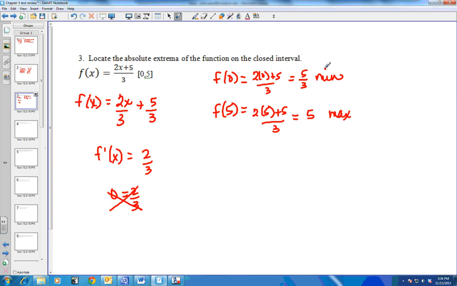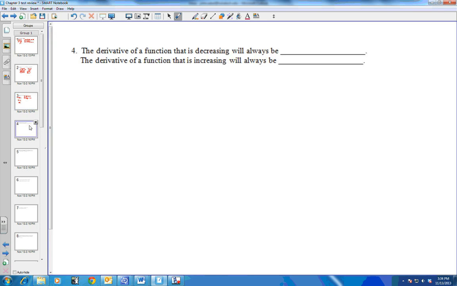Okay, number 4. The derivative of a function that is decreasing will always be blank. Well, we know that if a function is decreasing, the derivative is negative. Then it says the derivative of a function that is increasing will always be, well, we should know that when a function is increasing, the derivative is positive.